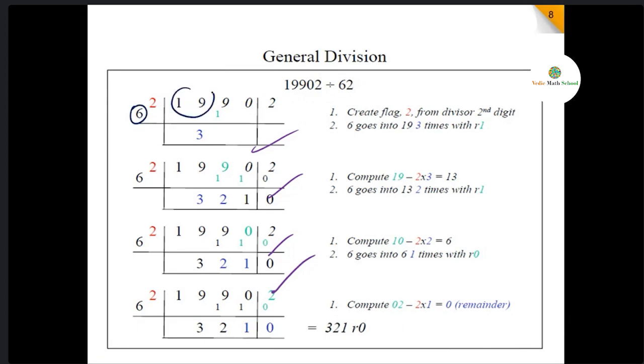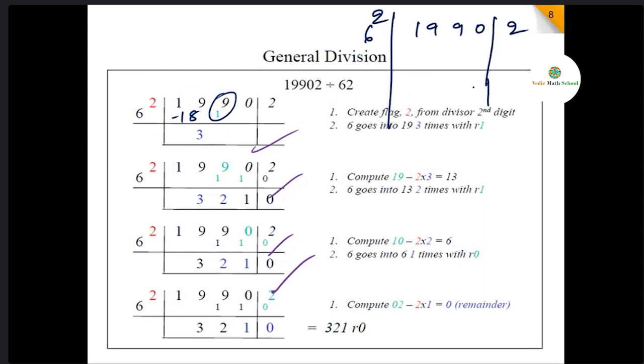How many times will 19 be divisible by 3? 3. What is the remainder? If you write down 19 minus 18, 1. So this will become 19. Then next, 3 with 2, 6. I'm writing here, so 3 with 2, here 6. 1990 and 2 is there. You can understand it better. So 3 times 18, carry over 1, write down 19 minus 6, that is 13.